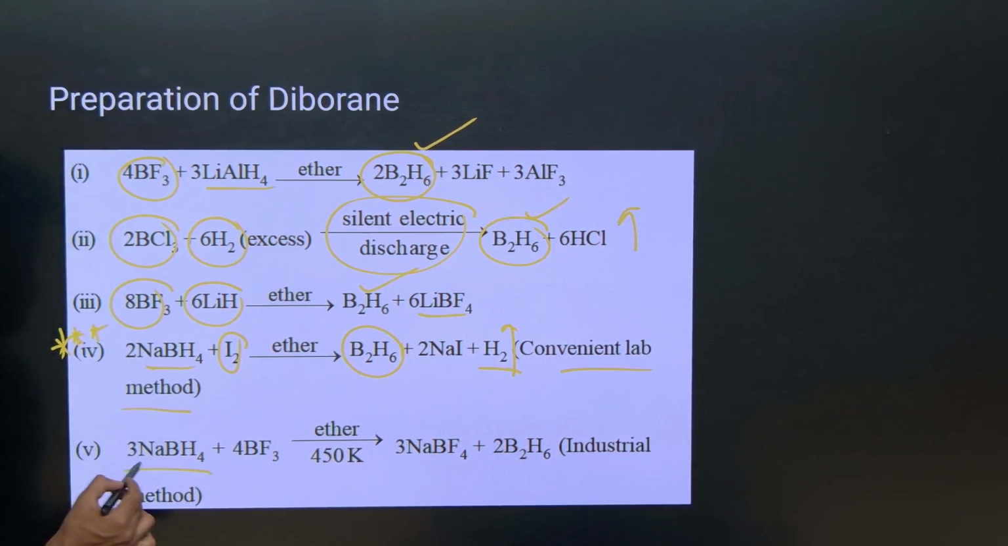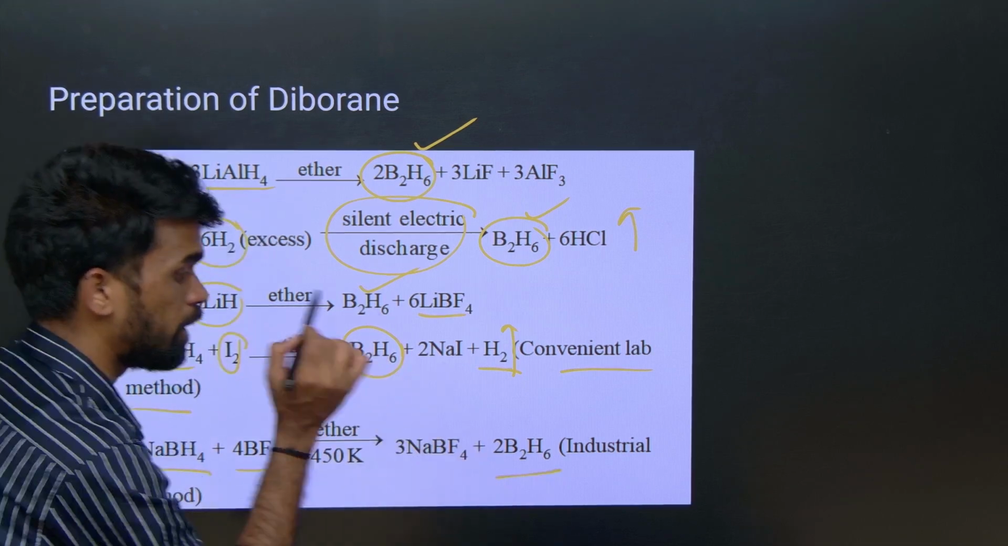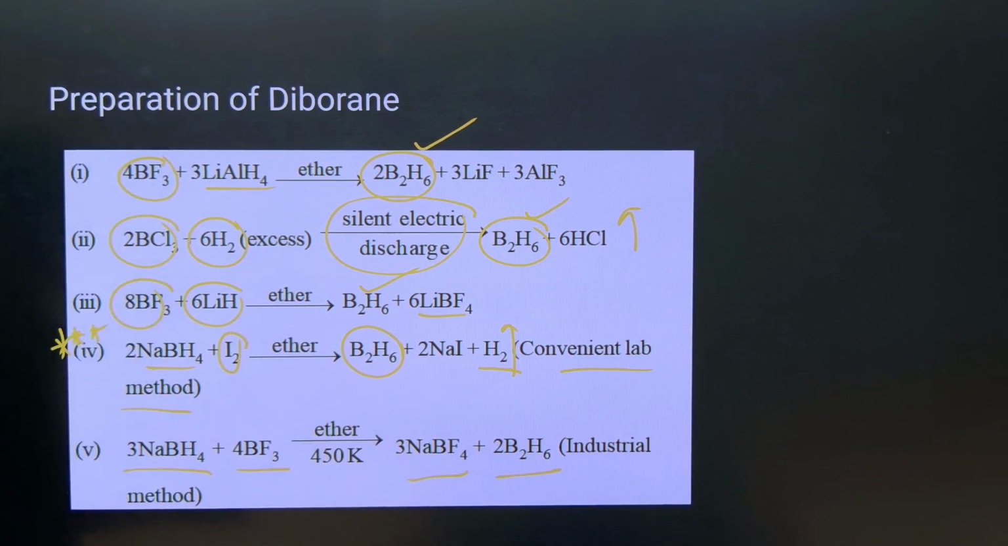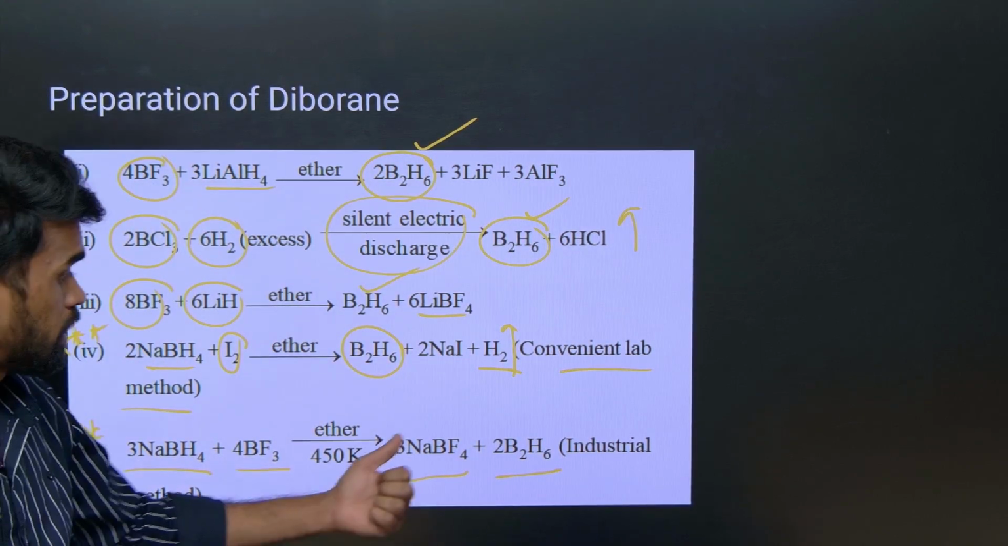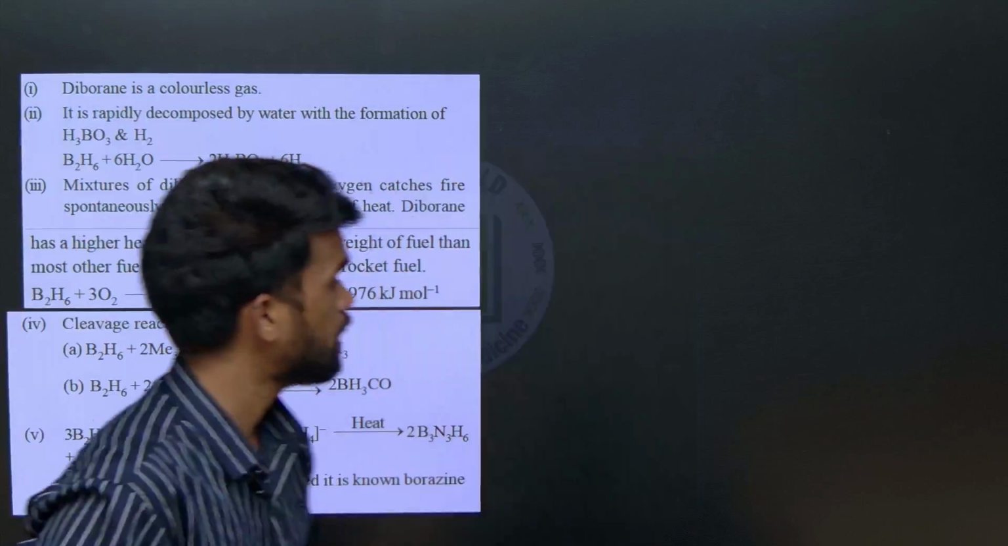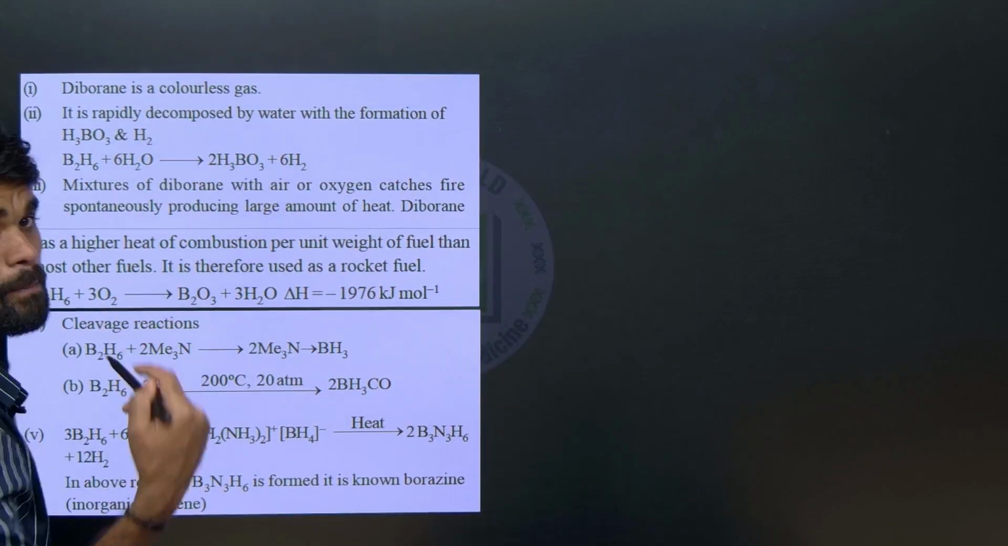So NaBH4 upon treating with iodine gives B₂H₆, and the gas produced is hydrogen gas. Next, sodium borohydride with BF3 produces B₂H₆ and NaBF4. This is also an industrial method, which is important. So sodium borohydride with BF3 giving B₂H₆, you can remember. Then next we have the properties it will show.